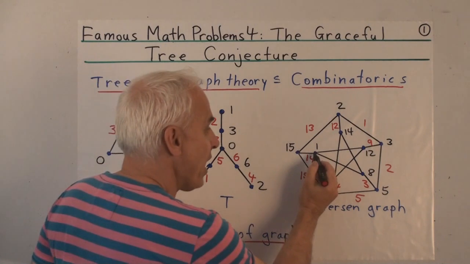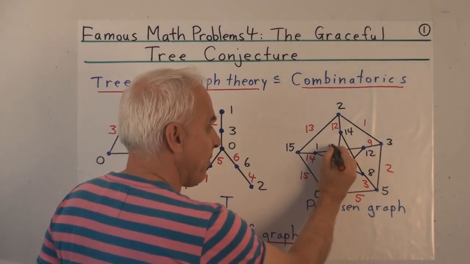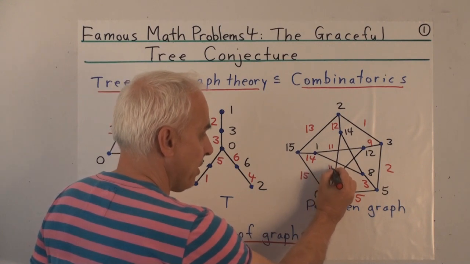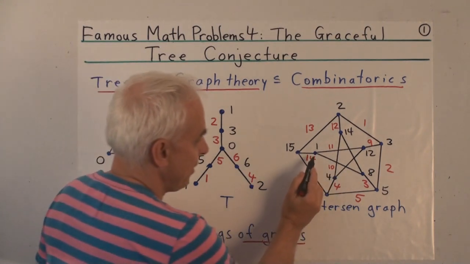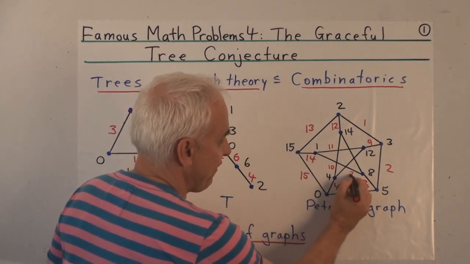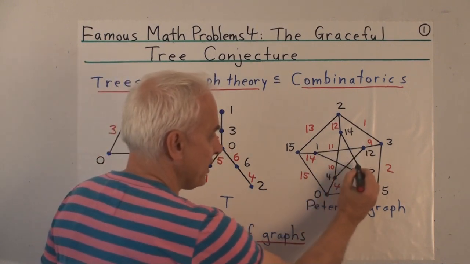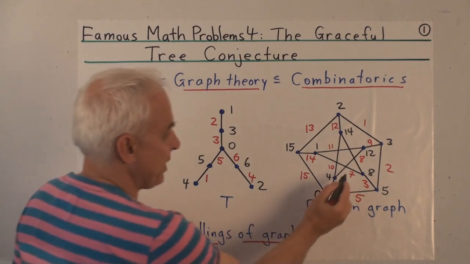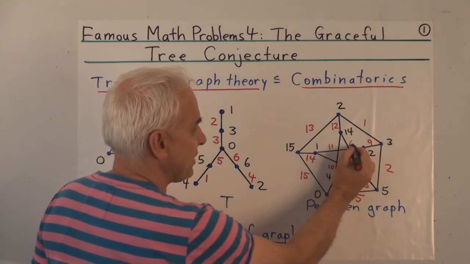Let's see, between 1 and 12, that's a difference of 11. I'll put that there. Between 14 and 4 is a difference of 10. Maybe I'll put that there. Between 1 and 8 is a difference of 7. 4 and 12 is a difference of 8. And is there any more? Yes, between 8 and 14 is a difference of 6.